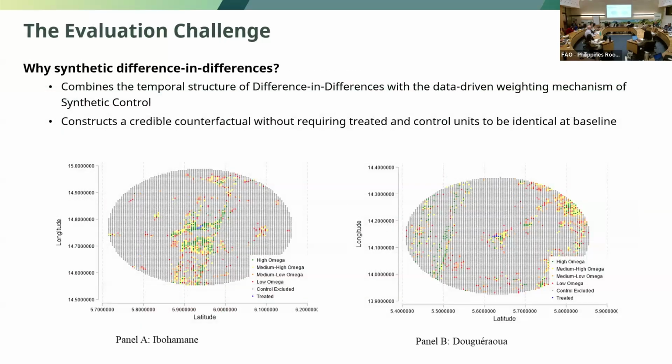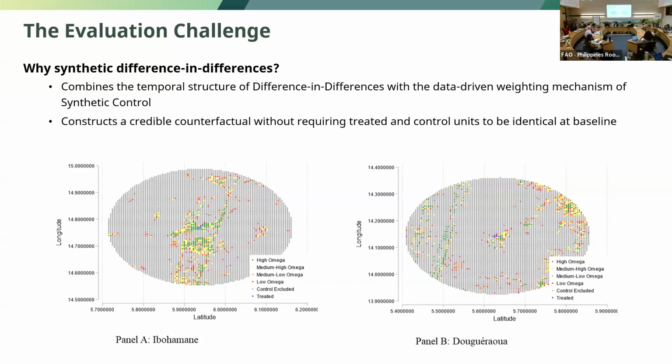So synthetic DID addressed all of these concerns simultaneously, and that was what led us to adopt it as our estimator. It combines the difference in differences with the data-driven weighting mechanism of synthetic control, constructing a credible counterfactual without requiring treated units and control units to be identical at baseline, as it matches on pre-trends.